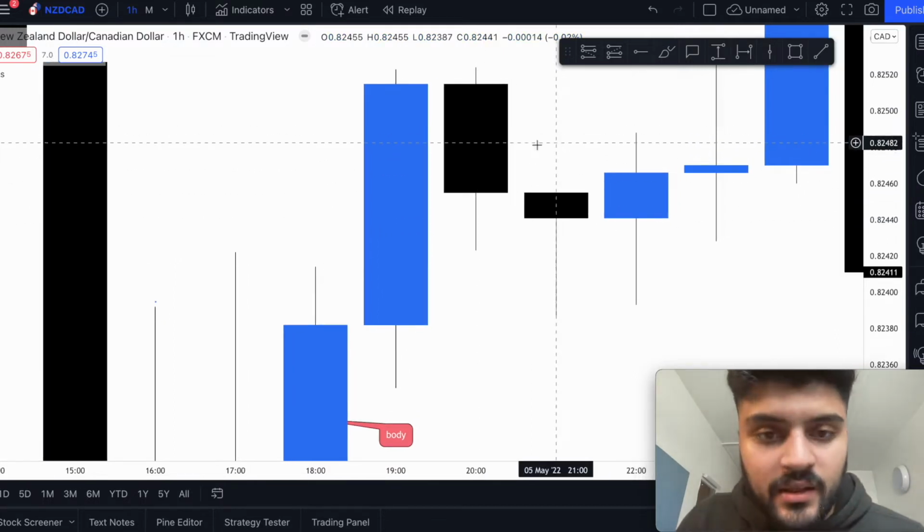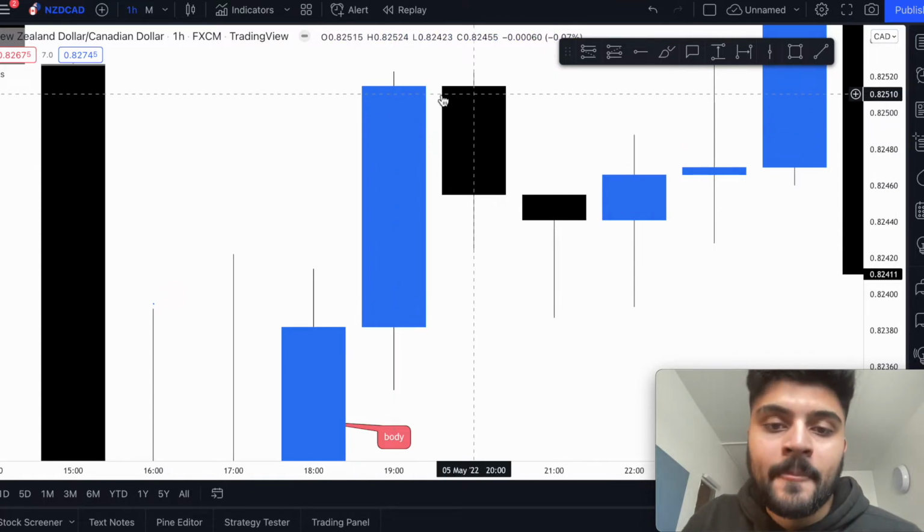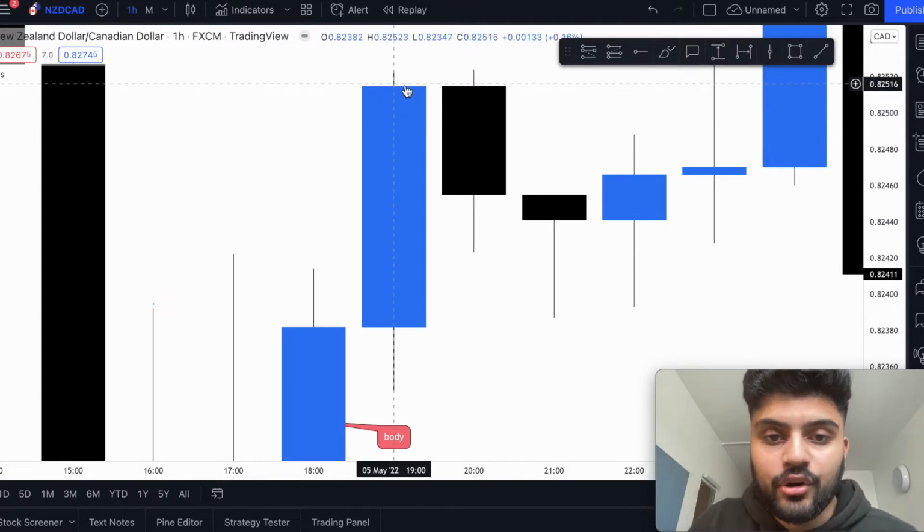So if we look at the next one, it's black. You're wondering, why is it black? So guess what? It opens here at this level. And why does it open there? It opens there because the previous candle closed here.